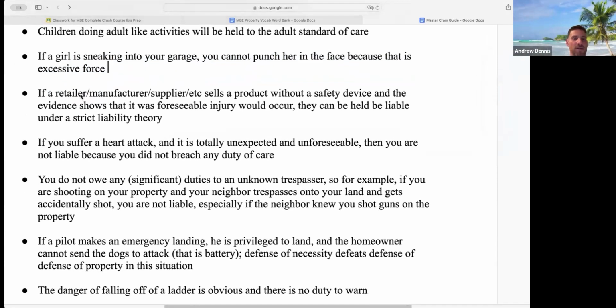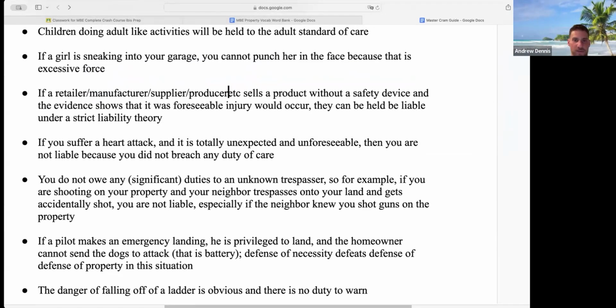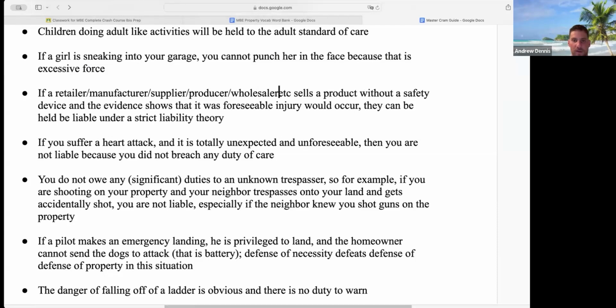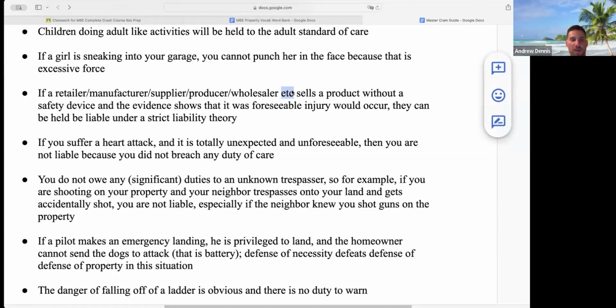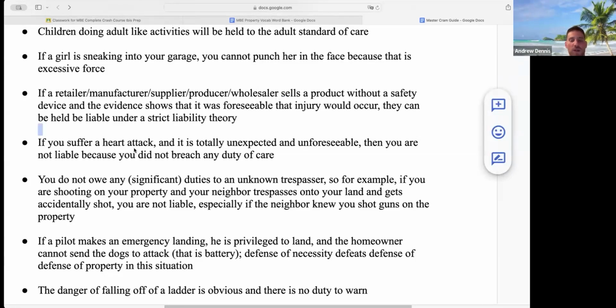All right. So for a retailer, manufacturer, supplier, producer, wholesaler, let's just make it more comprehensive, who sells a product without a safety device, and the evidence shows that it was foreseeable that injury would occur, they could be held liable under a strict liability theory. If you suffer a heart attack and it's totally unexpected and unforeseeable, then you're not liable because you did not breach any duty of care.